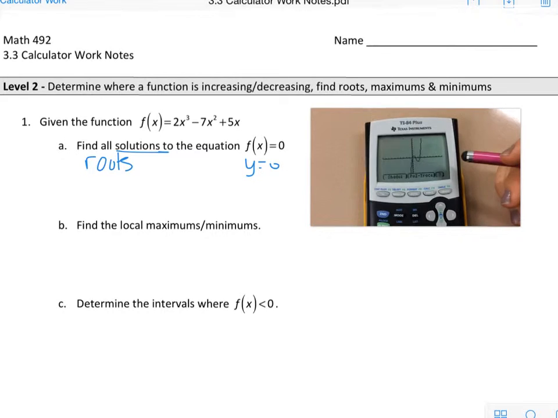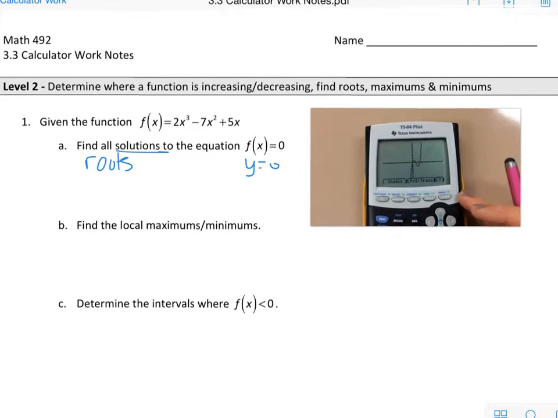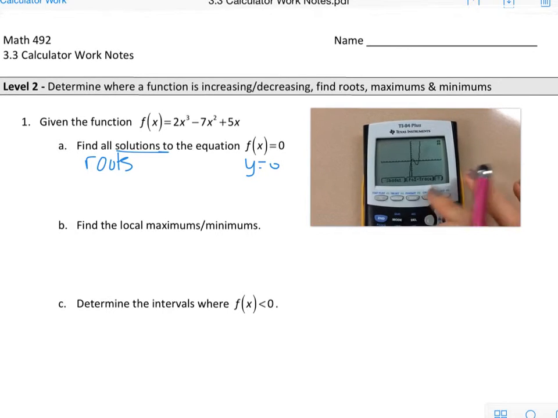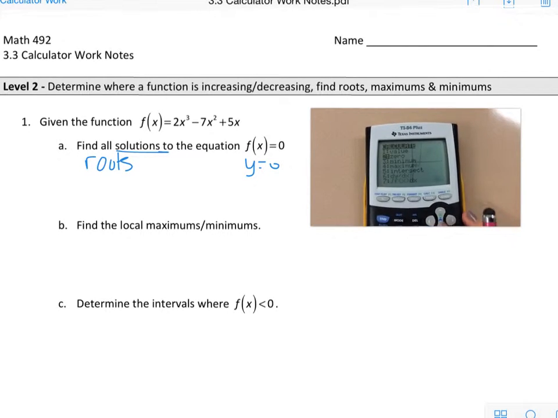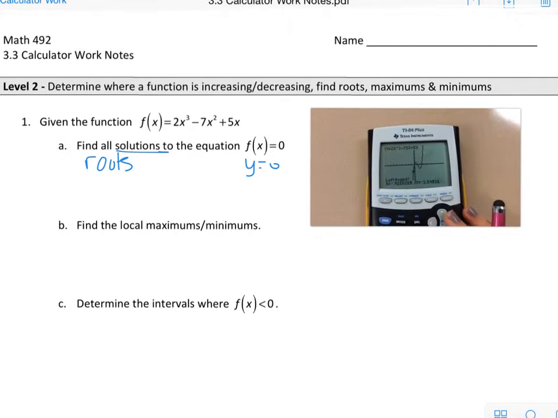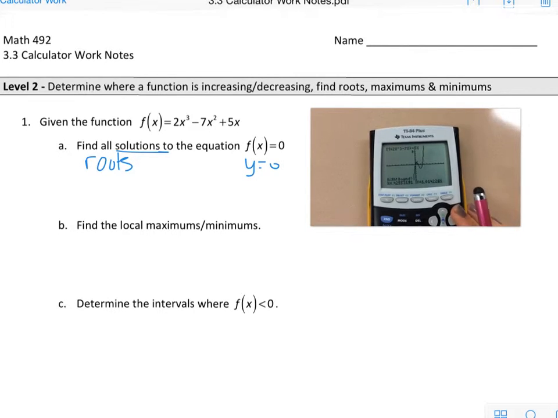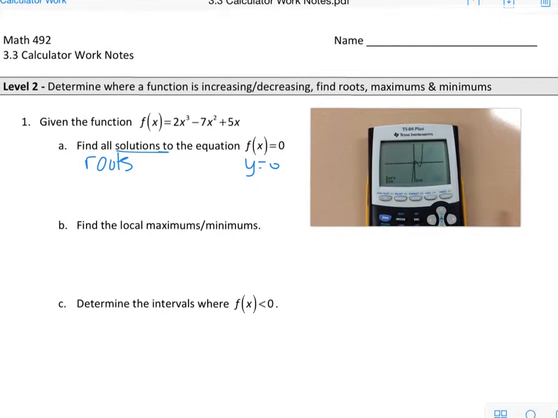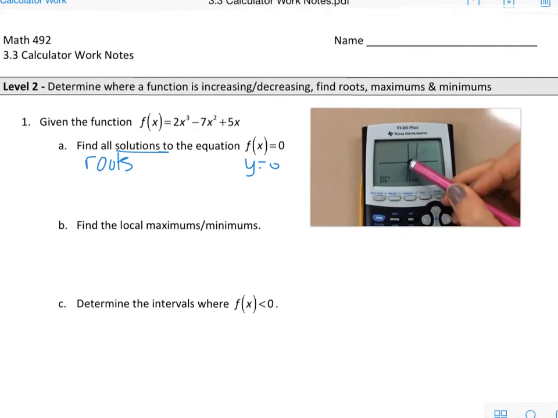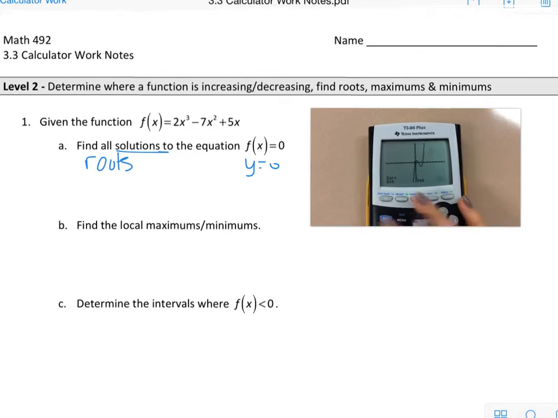So in the first part of this problem, it's asking us to take a look at the zeros. So what we're going to do is go second, calculate, zero. And now I'm going to go left bound of this point right here, enter. Right bound is up above that point, enter, and our guess is as close to the point as possible. And we see that we have a zero at 0, 0.